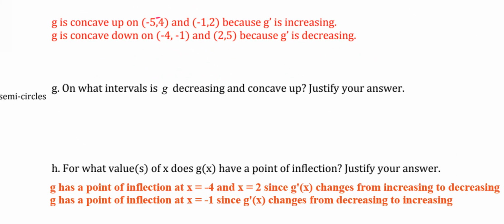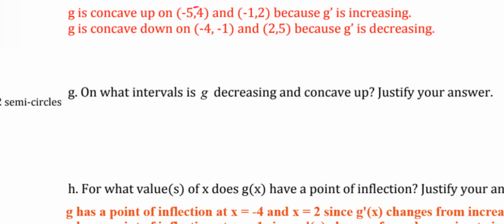When I go to answer that, I would write: g has a point of inflection at x equals -4 and x equals 2 since g prime of x changes from increasing to decreasing. And g has a point of inflection at x equals -1 since g prime of x changes from decreasing to increasing. All right, now let's take a look at part G.